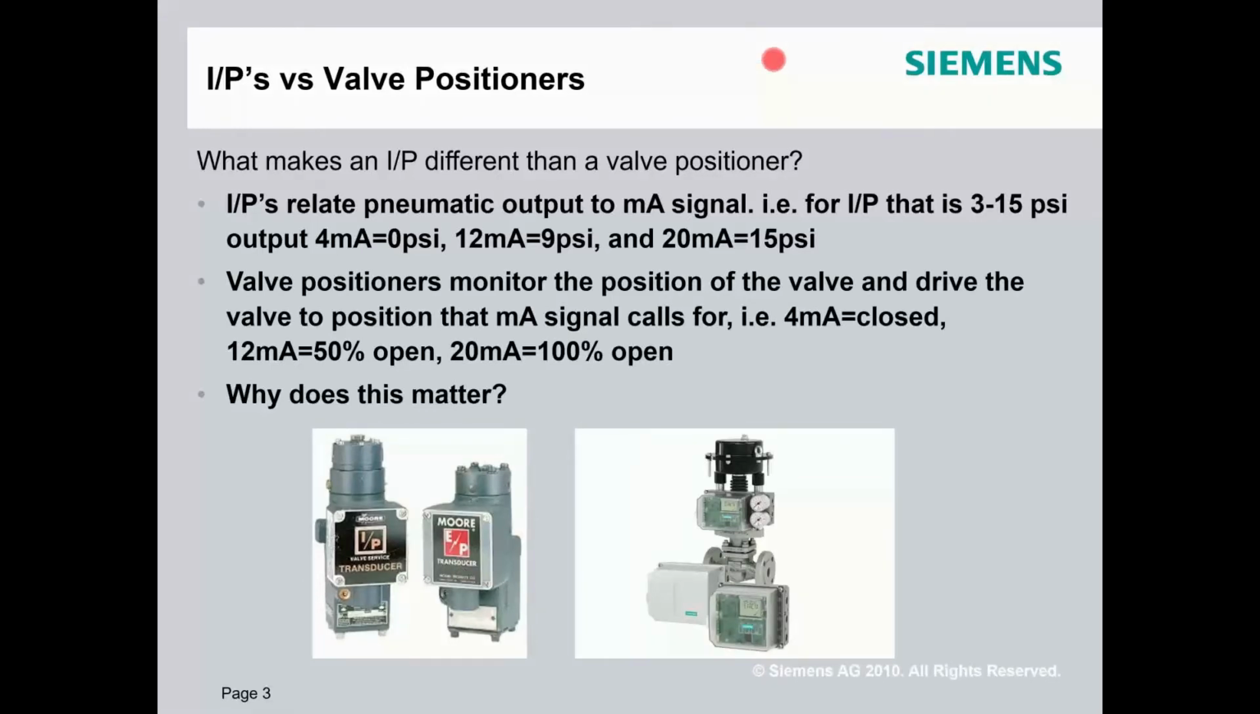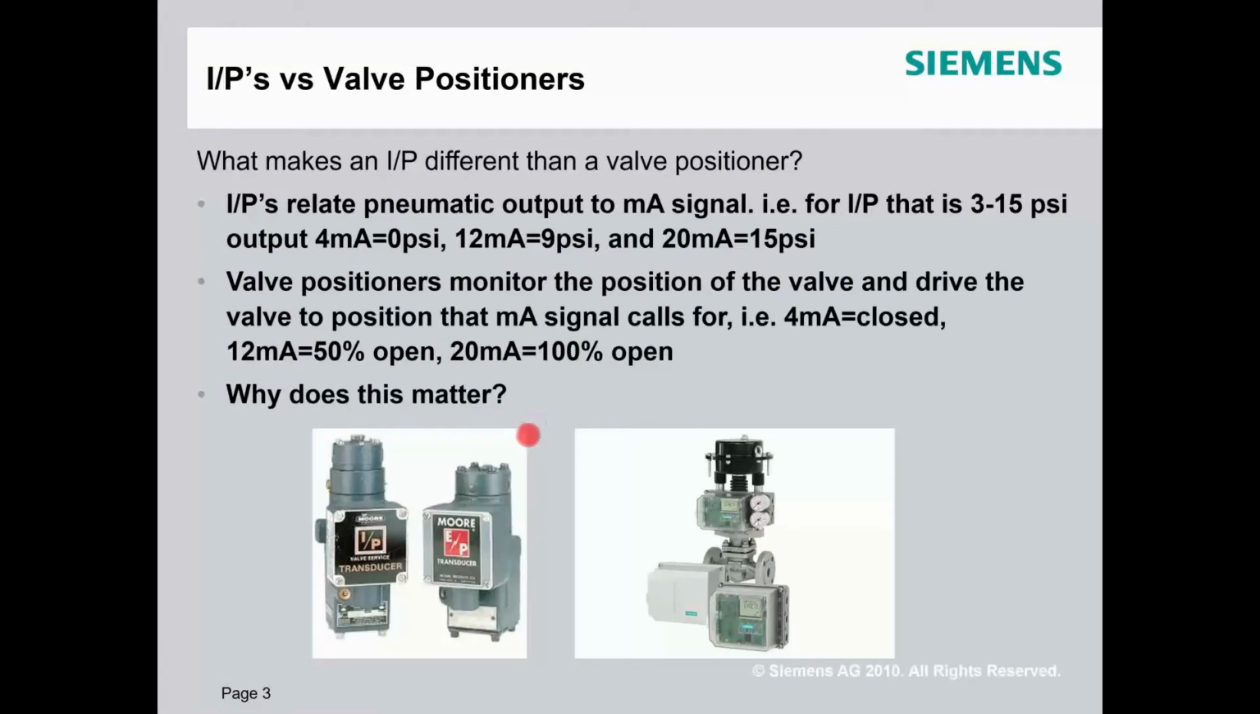Really, a lot of questions we get often are, well, how about an I2P versus a valve positioner? I2P standing for current to pneumatic transducer. So we'll start with them. I2Ps take that same 4 to 20 milliamp signal and they turn it into a pneumatic signal output for the valve. A typical control valve will have an actuator that is called, say, a 3 to 15 psi actuator, meaning 3 psi could be fully closed and 15 psi could be fully open. You can get them in 6 to 30 psi as well, but 3 to 15 is the most common.